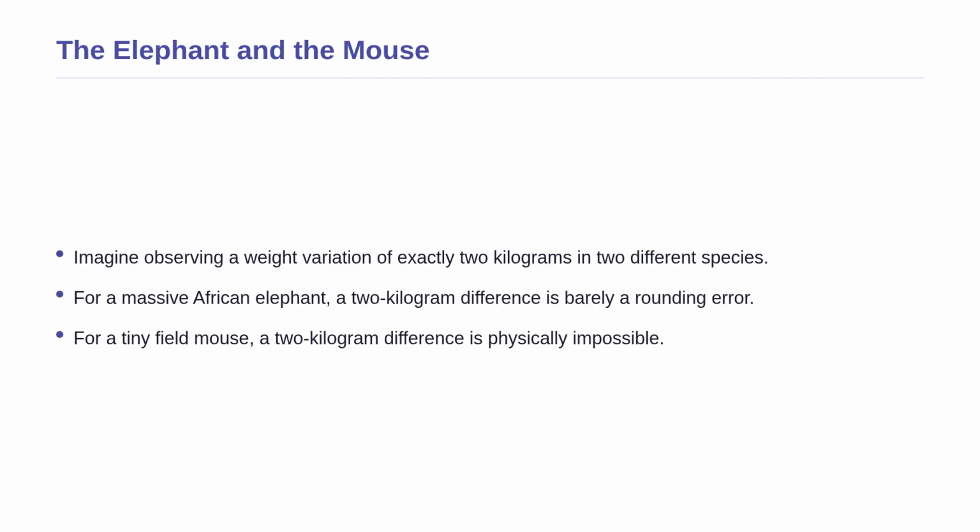Let us start with a thought experiment. Imagine you are studying a massive African elephant and a tiny field mouse. Suppose you observe a weight variation of exactly 2 kilograms in both populations. For an elephant weighing thousands of kilograms, a 2-kilogram difference is absolutely nothing, barely a rounding error in its daily food intake. But for a tiny mouse, a 2-kilogram difference is physically impossible and would represent a monstrous change in body size. This highlights a major problem in statistics.